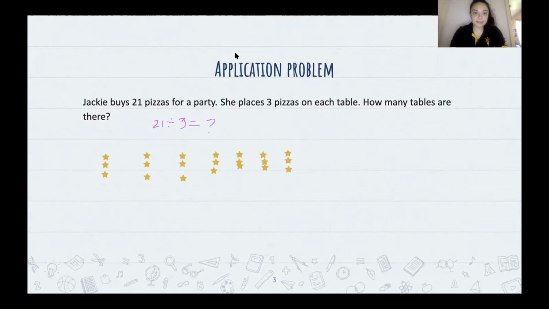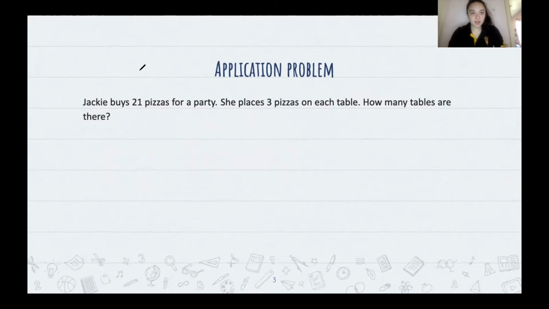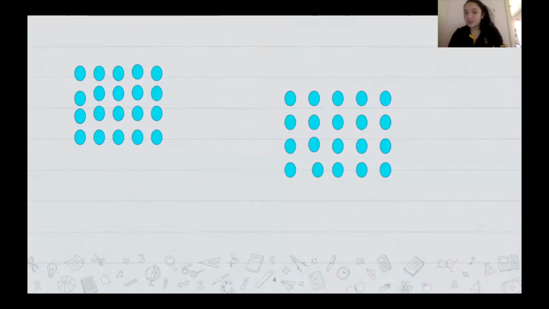So let's see how many tables that's going to be. Let me grab my pen. So I have 1, 2, 3, 4, 5, 6, and 7. So 21 divided by 3 equals 7. So now we know that if there are 21 pizzas and she places 3 pizzas on each table, we are going to need 7 total tables for that to work. I'm going to clear. We're going to move on to today's lesson content.